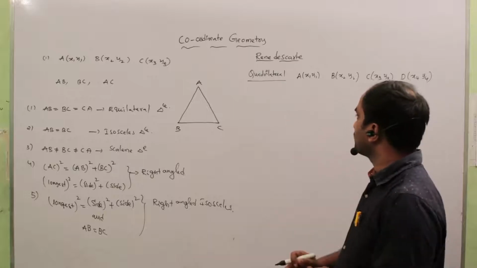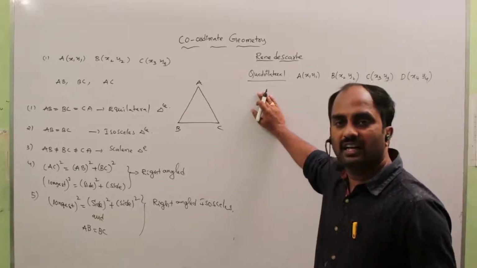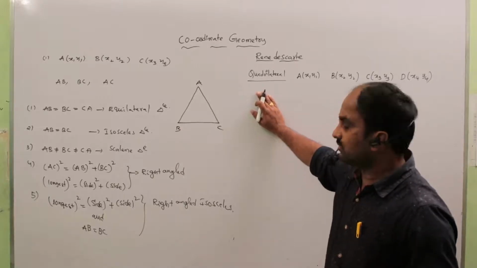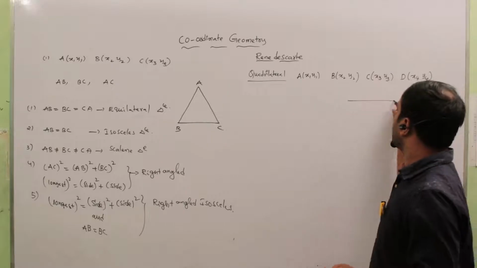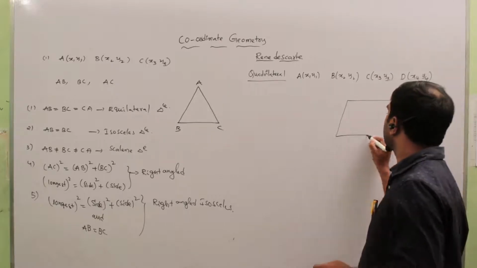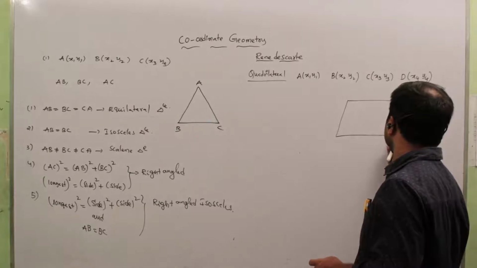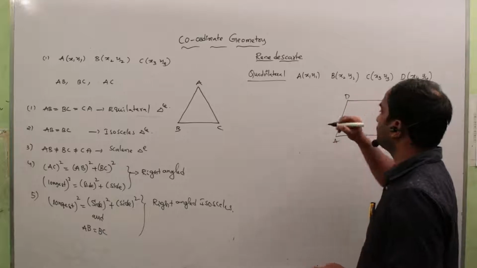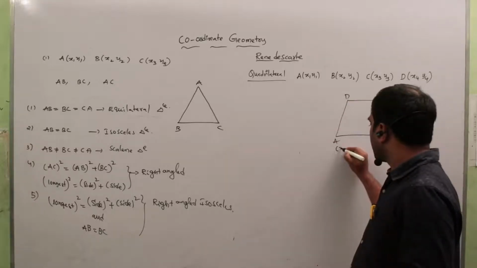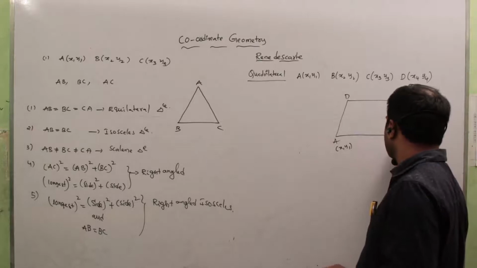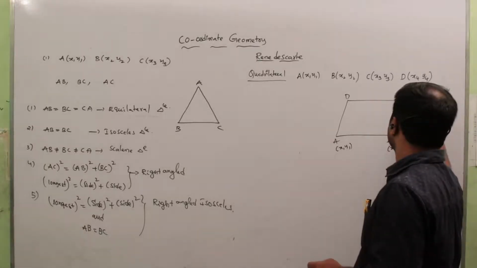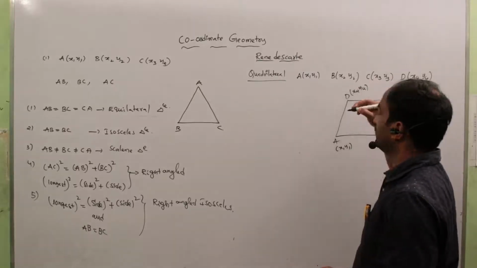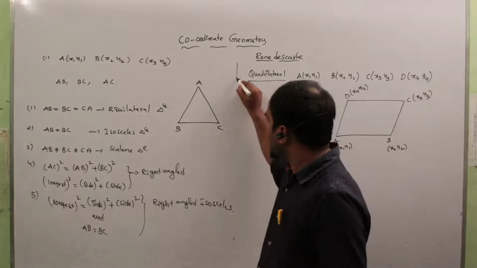Quadrilateral means a polygon with 4 sides, that's why it has 4 sides. Suppose you take one quadrilateral A, B, C, D. They have given A is (x1, y1), B is (x2, y2), C is (x3, y3), D is (x4, y4). So what is the method?